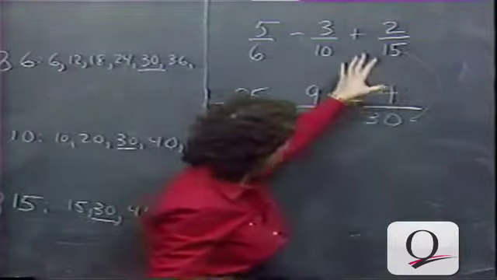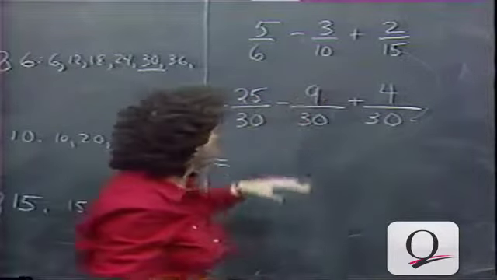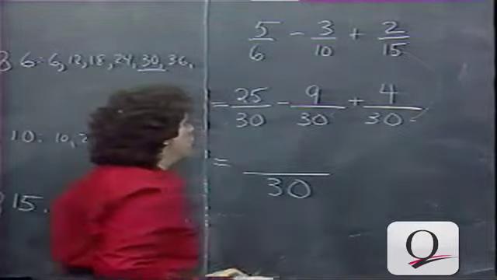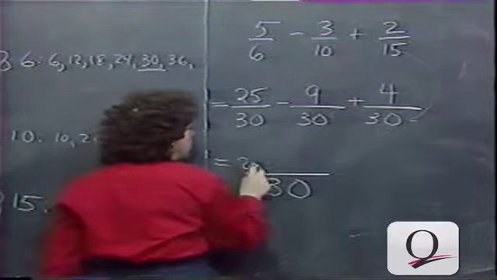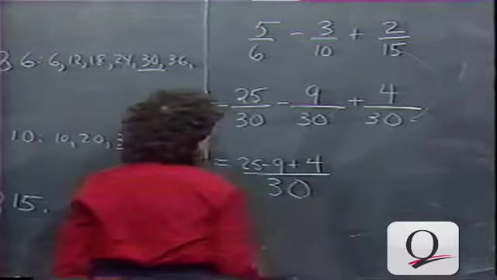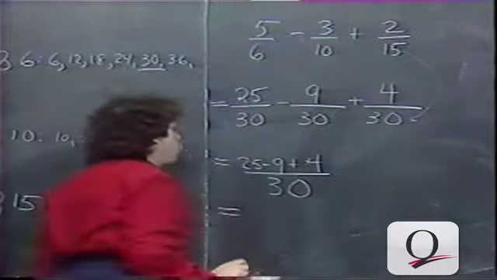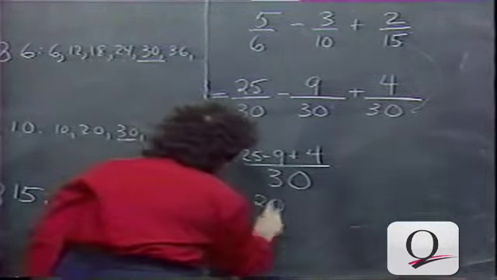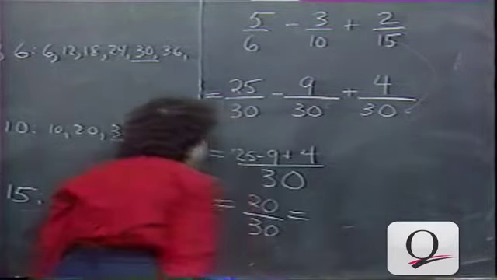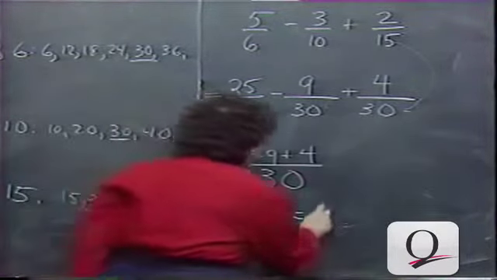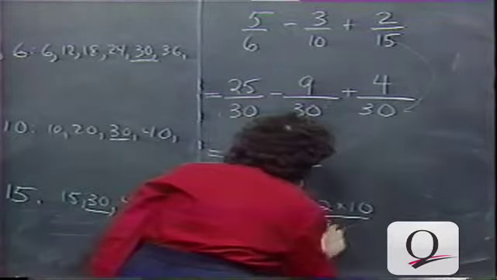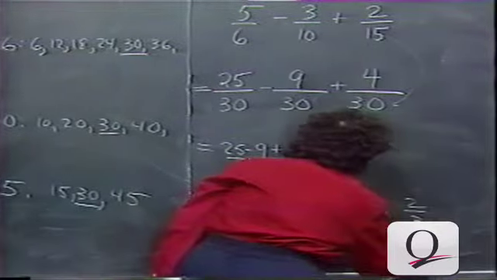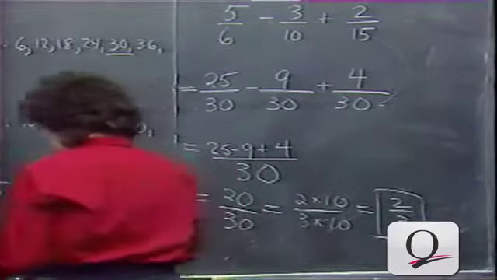Okay, now don't make the mistake of reducing any of these to lowest terms. You'd be going in the wrong direction. We know they're not in lowest terms. The important thing, however, is that they all have the same denominator. So we can combine the numerators: 25 minus 9 plus 4 all over 30, or 25 and 4 is 29, minus 9 is 20, over 30, which of course can be reduced to lowest terms by dividing numerator and denominator by 10 to get a final answer of 2/3.